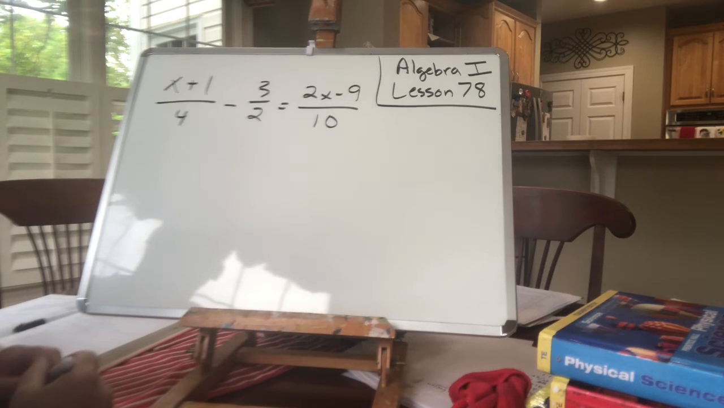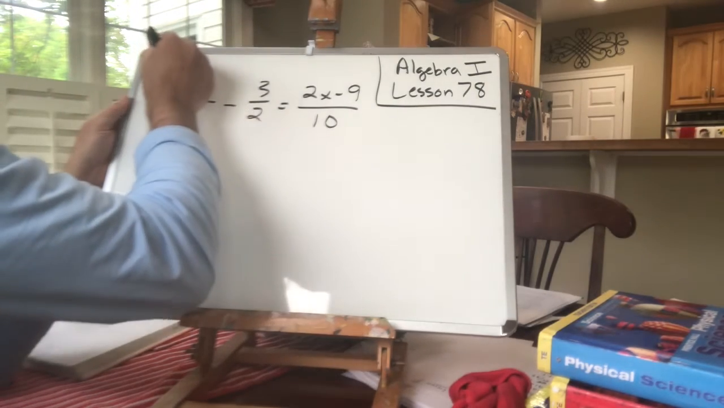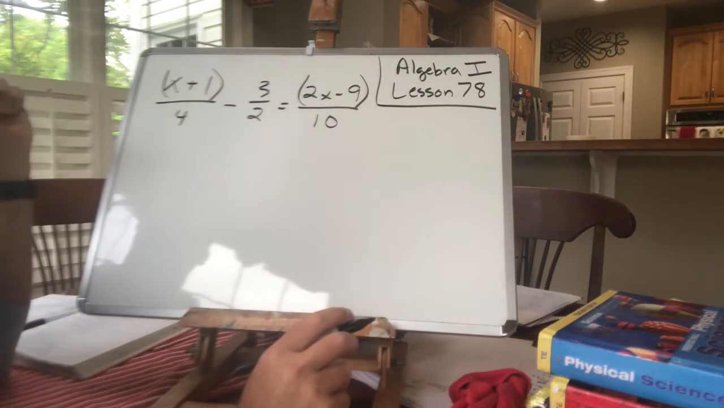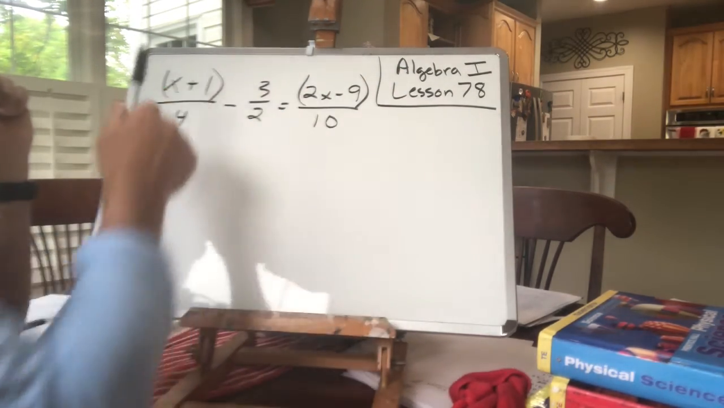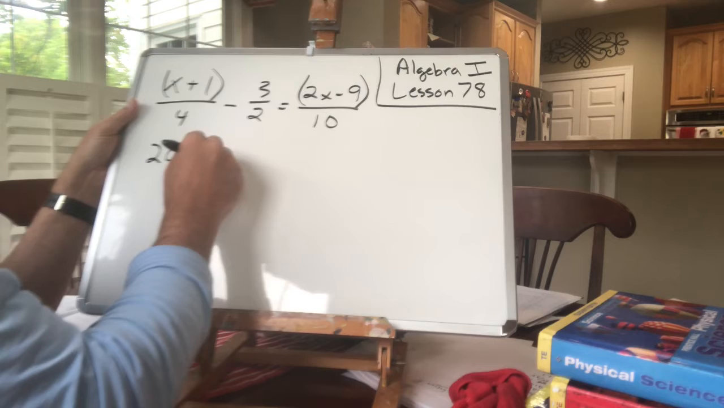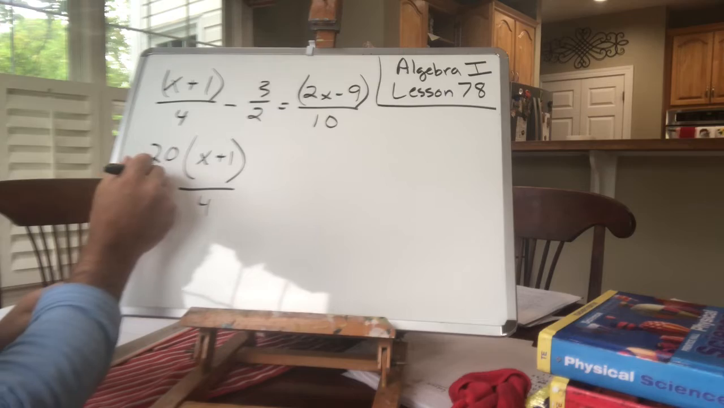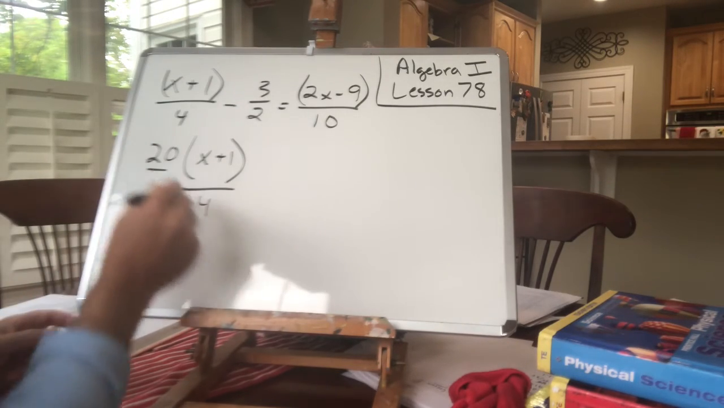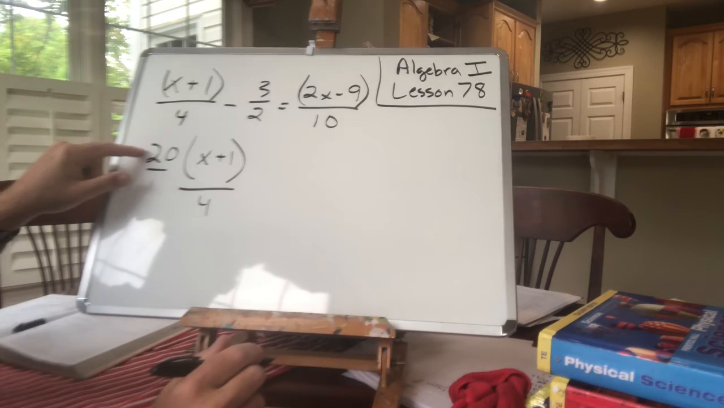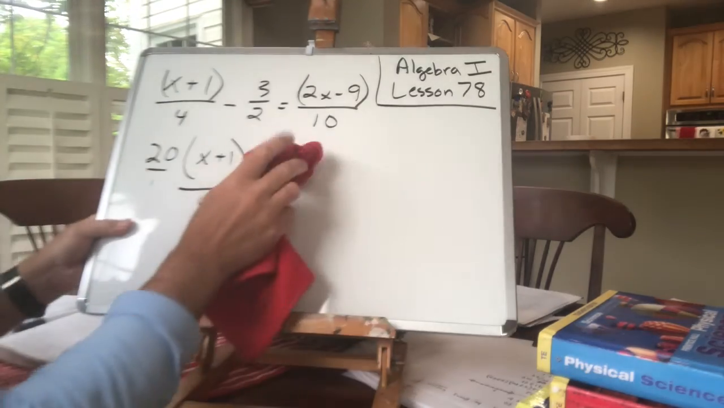4 goes into 20, 2 goes into 20, 10 goes into 20. So I'm going to be multiplying. First, what I want to do is I want to put parentheses around this because when I multiply 20, I'm going to be using the distributive property on these two right here. So it's going to be 20 times x plus 1 over 4. Now remember, this is a 20 over 1, so I can cross reduce as best I can, all right? When I reduce this down, this one's going to be 5, this one's going to be 1. So what I'm left with is 5 times x plus 1, okay?